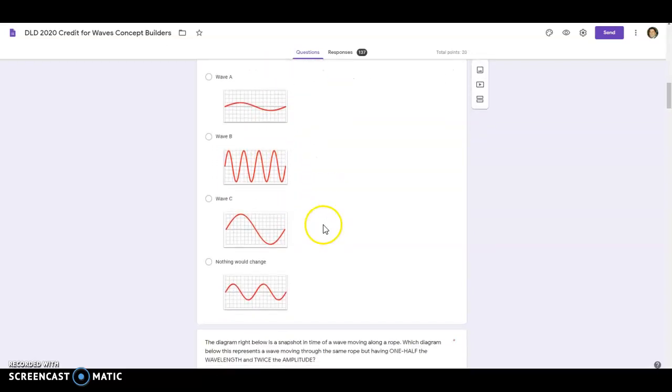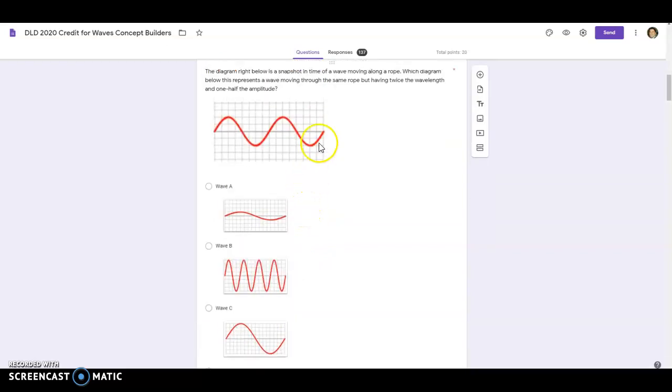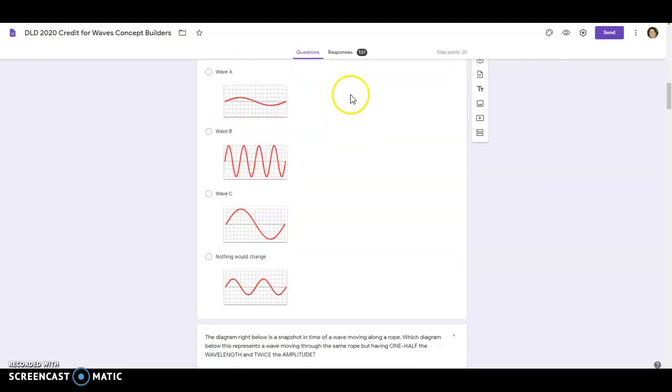And as I scroll down here, nothing would change. Well, if it's twice the wavelength, then something would change. Amplitude is actually the height of the wave, so that's going to make the wave shorter. So here you have one box, two boxes for the amplitude. This is going to go down to a one box amplitude wave. So wave A is the best choice for this particular question.